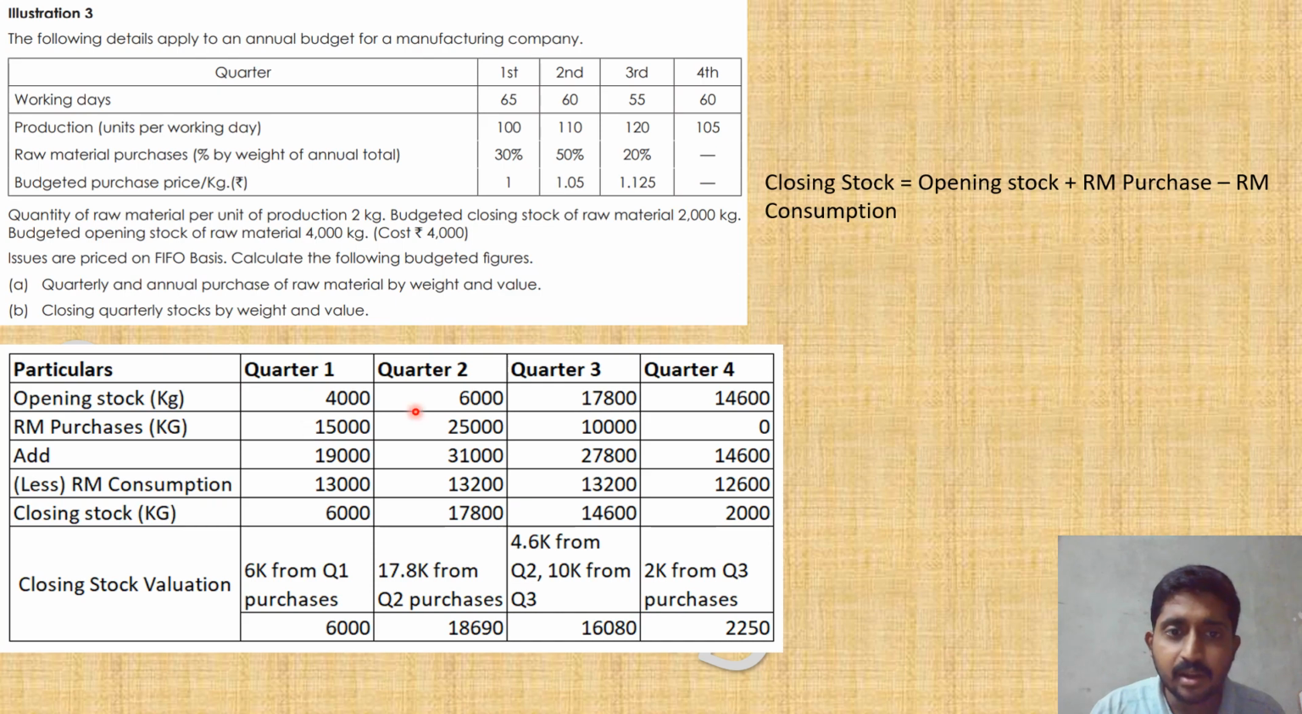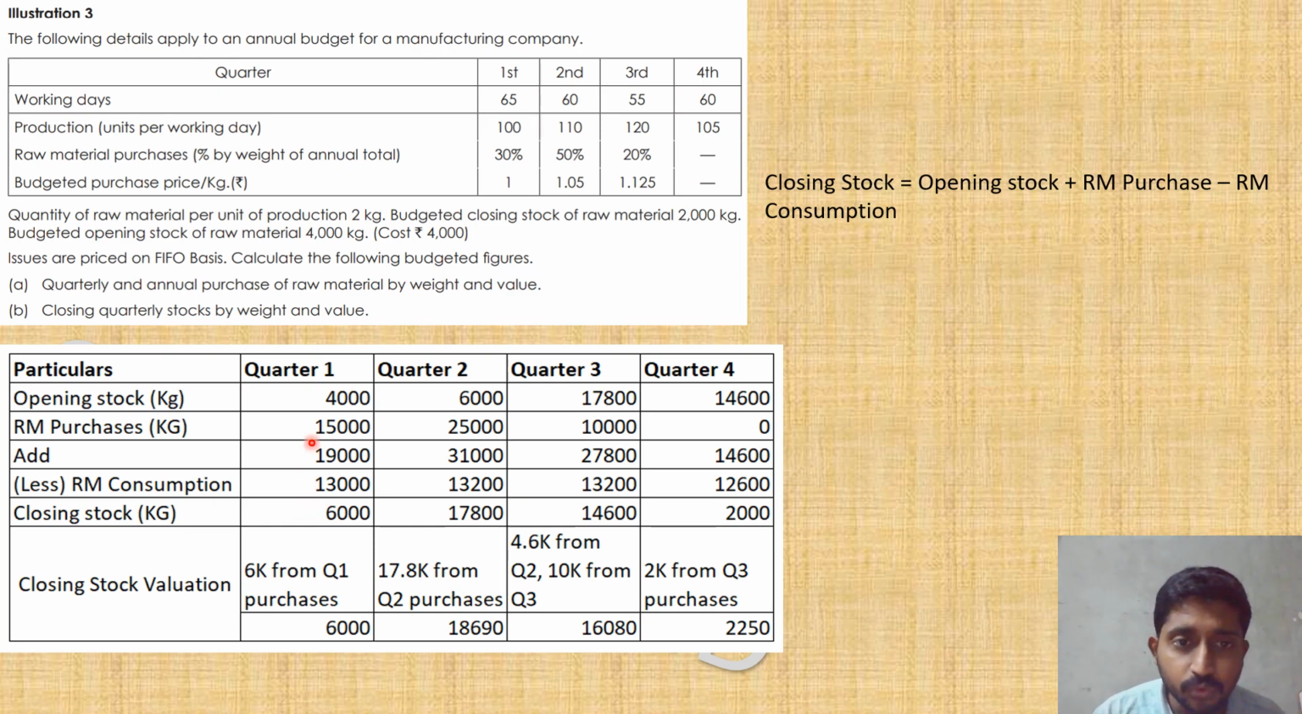Okay, just fill for the first quarter alone, we are doing the calculation. For the other quarters, we have to just fill the data, because we still don't have the opening stock of other quarters. Only for opening stock of quarter one we have the data. Okay, so we found the closing stock in kg. So how to value the closing stock in kg?